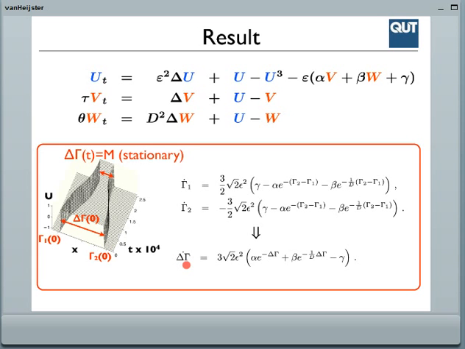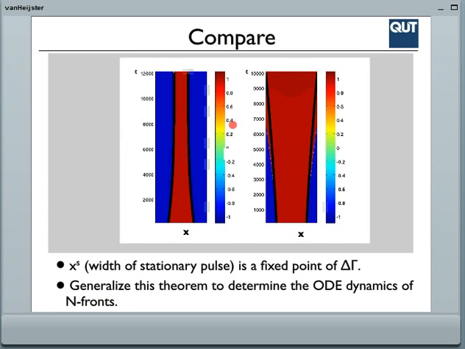This is an ODE. This is an ODE which describes how this PDE works. And then of course we want to check whether we want to compare. So here we do it, right?